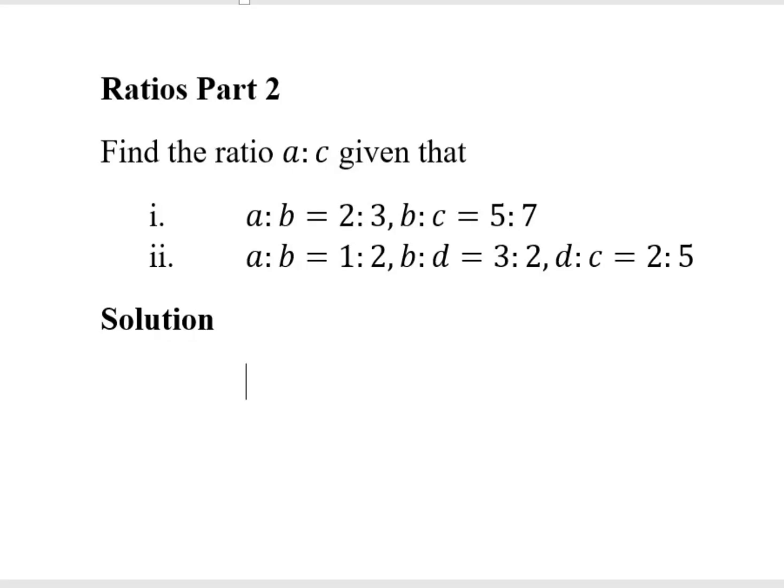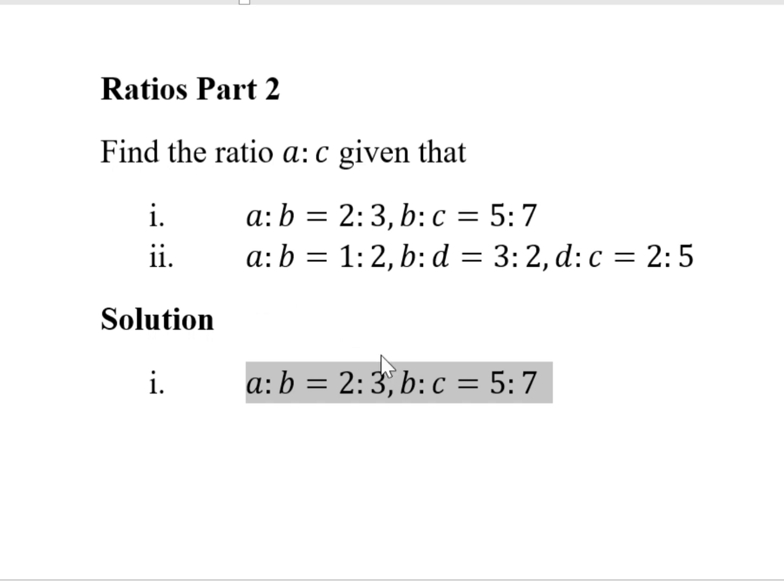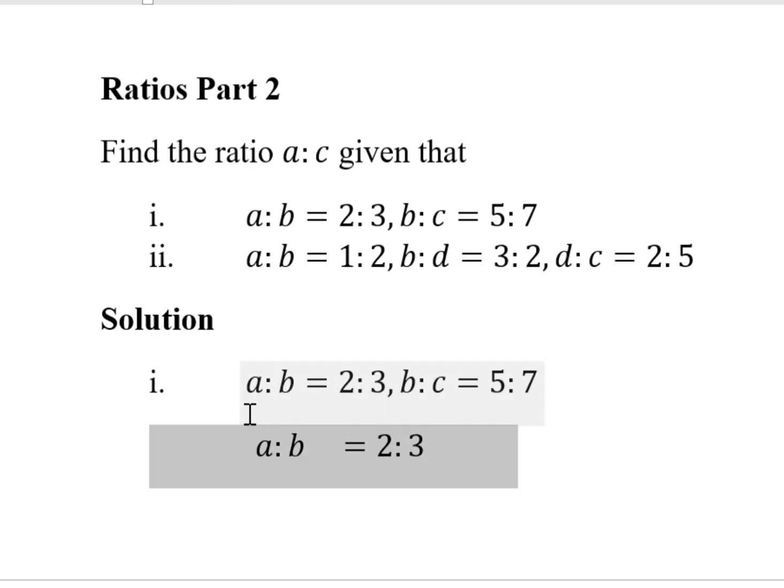We are supposed to find the ratio A to C given the following. So starting with the first one, we have A to ratio B being equal to 2 to ratio 3, and B to ratio C being equal to 5 to ratio 7. So if we start writing the first one, we shall have A to ratio B being equal to 2 to ratio 3.